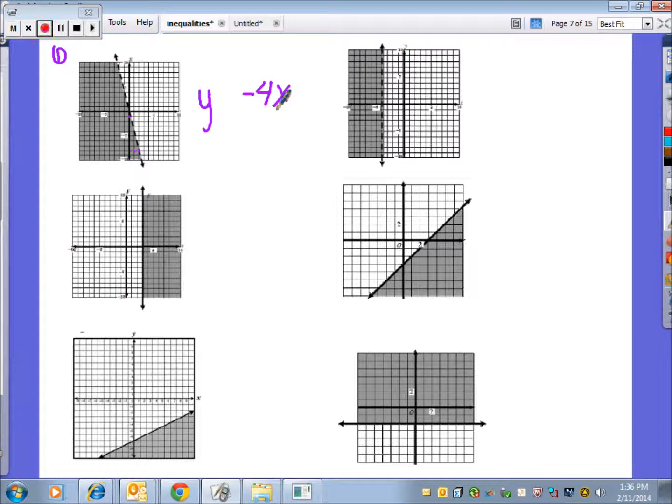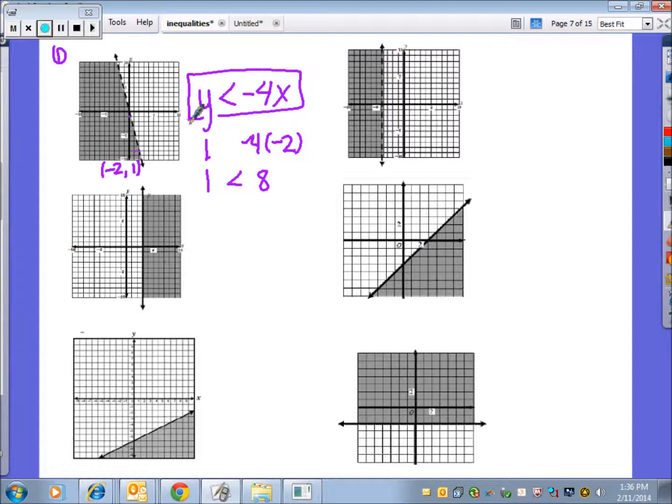Now again, as we've talked about before, if we have direct variation, we can't use the point 0, 0, so we're going to check a different point. Let's check the point negative 2, 1. If I make my y 1 and my x negative 2, 1 is what? 8. Well, 1 is less than 8, and that's a true statement. So we just put this as less than, and that is the equation of our line.